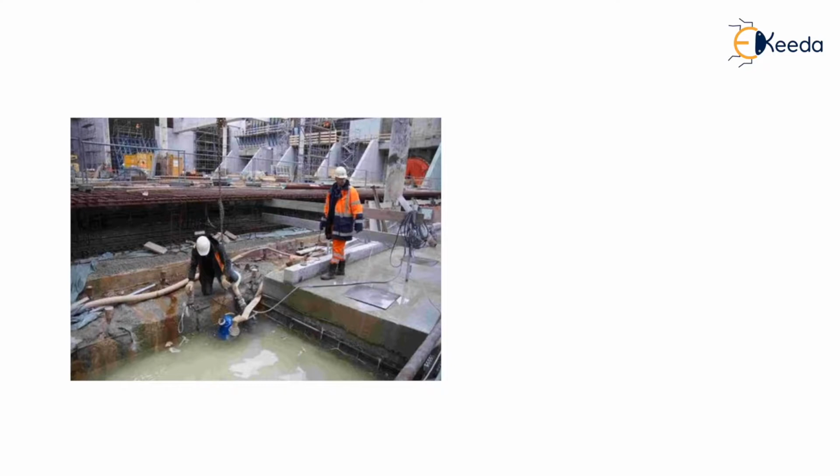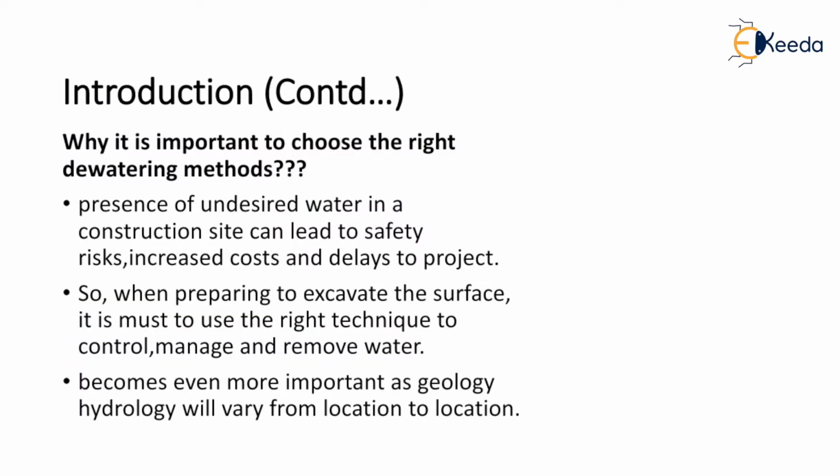Here in this picture we can see how the workers are removing the water from the site and how important it is. Now we will see why it is important to choose the right dewatering method. We are aware that the presence of undesired water on any construction site can lead to safety risks, increased cost, and delays to the project. So, when preparing to excavate the surface, it is a must to use the right technique to control, manage, and remove the water present on the site. It becomes even more important as the geology and hydrology vary from location to location.